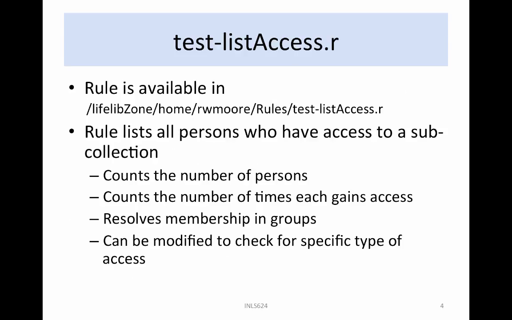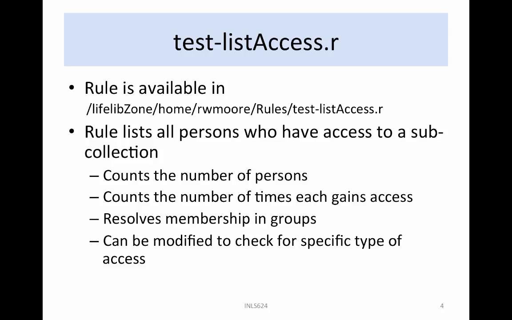The rule test listaccess.r is available in LifeLive Zone Home RWMore Rules Test listaccess.r. The rule lists all persons who have access to a sub-collection. The rule counts the number of persons with access permission, counts the number of permissions that grant access to a person, and resolves membership in groups.